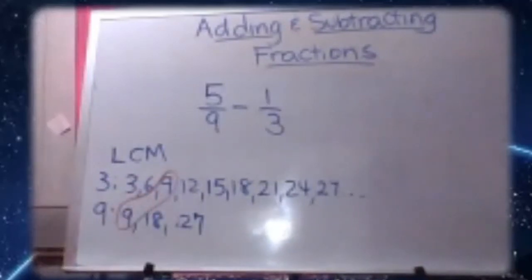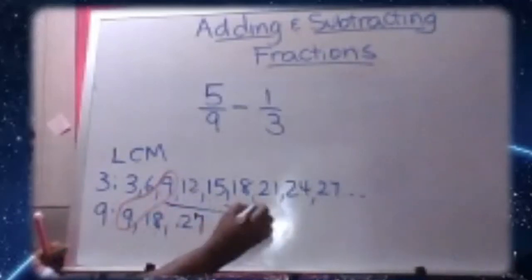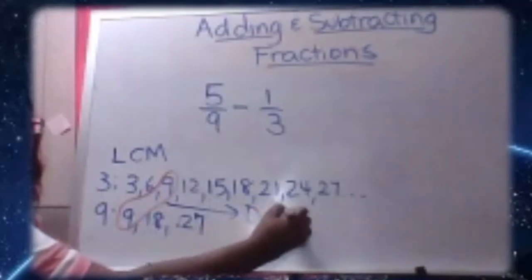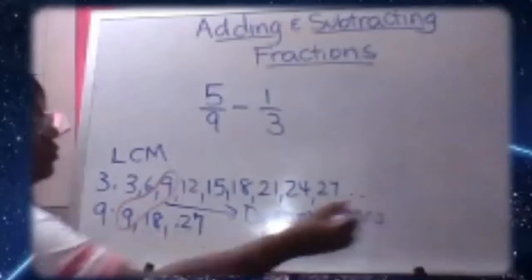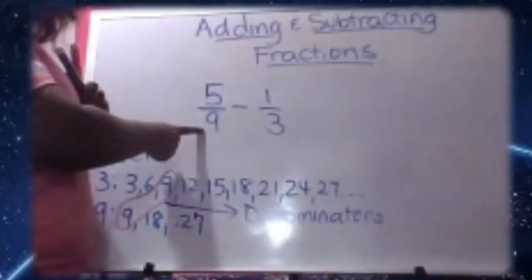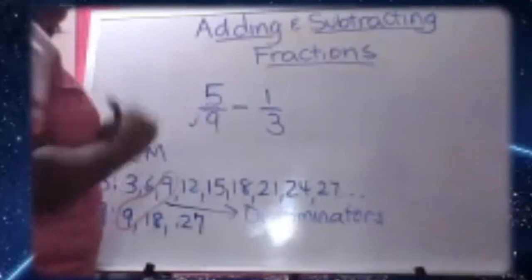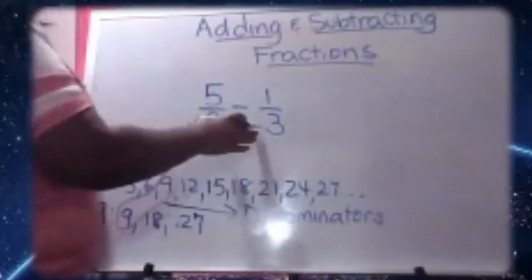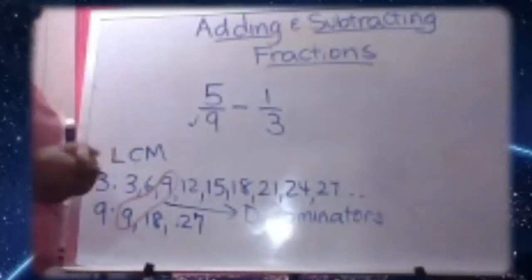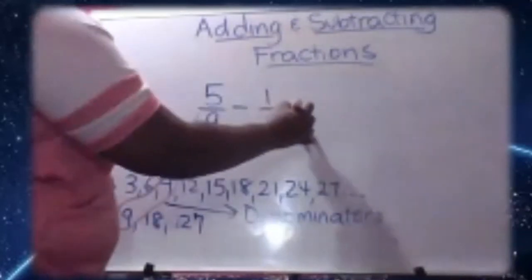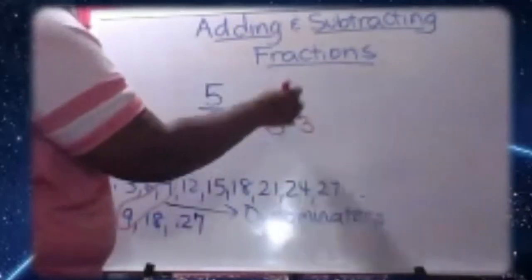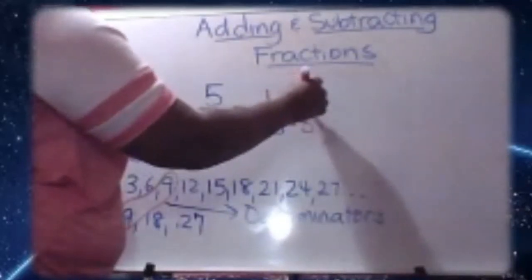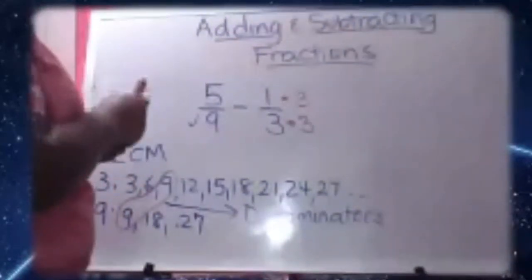Remember, the least common multiple tells you what you want your denominators to be. That means you want both denominators to be 9. If we look at our fractions, this one is already a 9, so we don't have any work to do on this side. But this 3 is not a 9, so we ask ourselves, what do I do to this 3 for it to become a 9? If I multiply it by 3, it will be a 9. And what I do on the bottom of the fraction, I must do the same thing on the top so that I get an equivalent fraction.